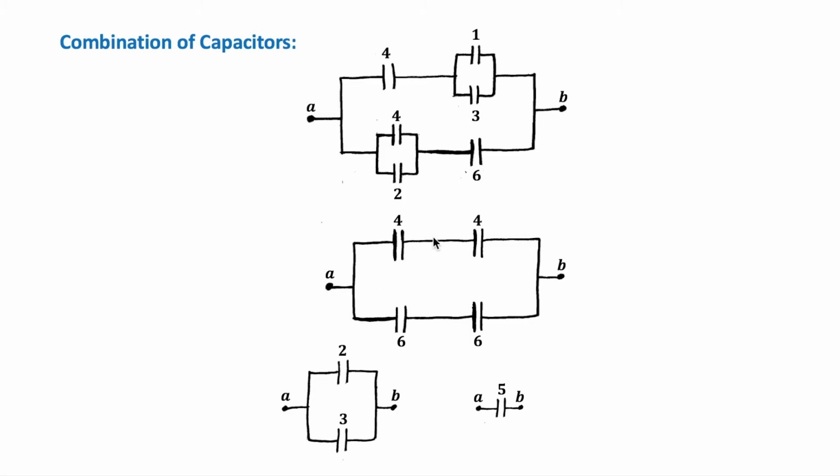So here in series, 1 over C equivalent is equal to 1 over 4 plus 1 over 4, which is half, and this gives an equivalent of 2. Same here, it will give 3. And then we add these, and the equivalent capacitance is 5 microfarad.